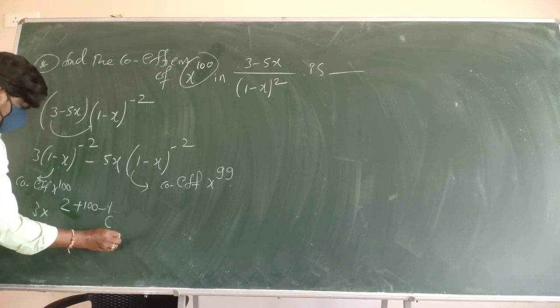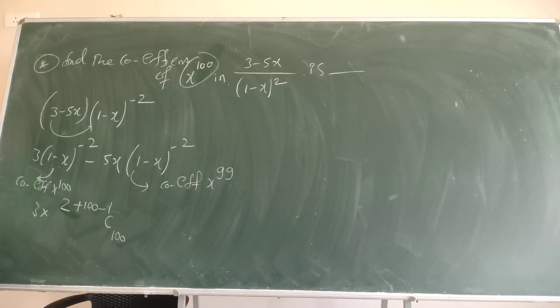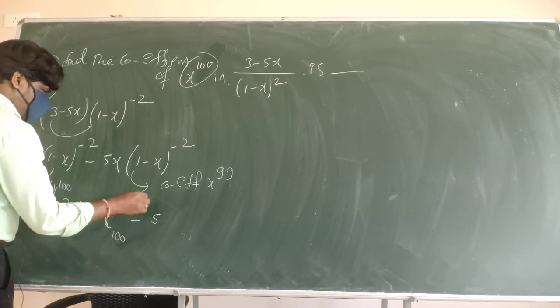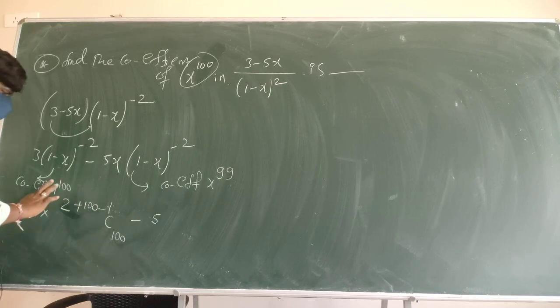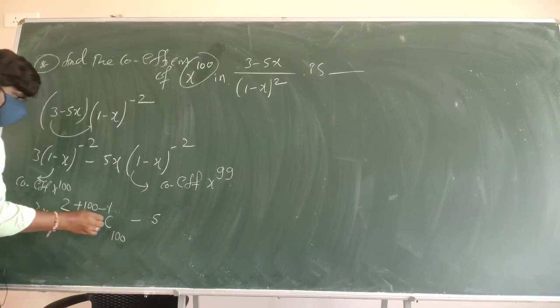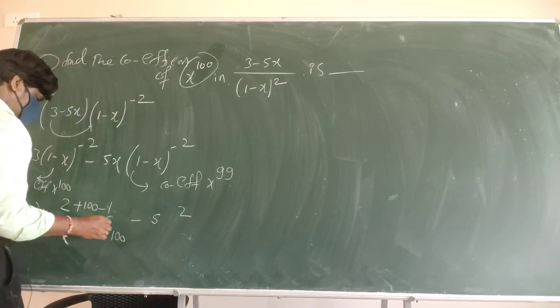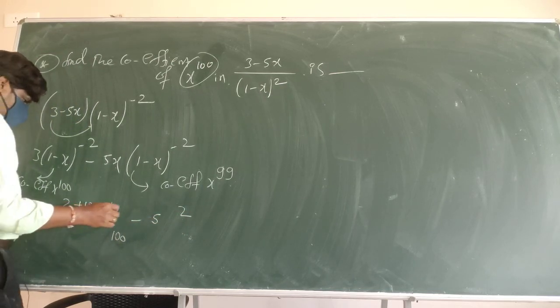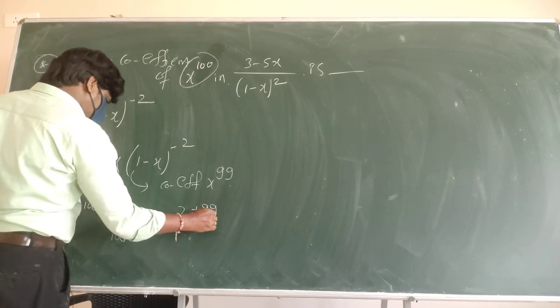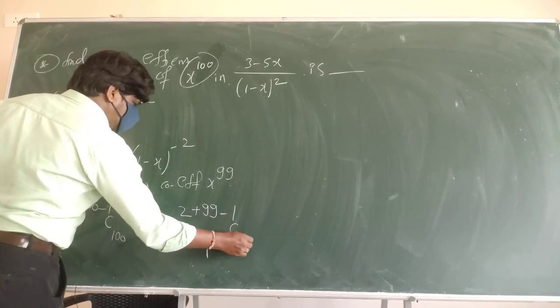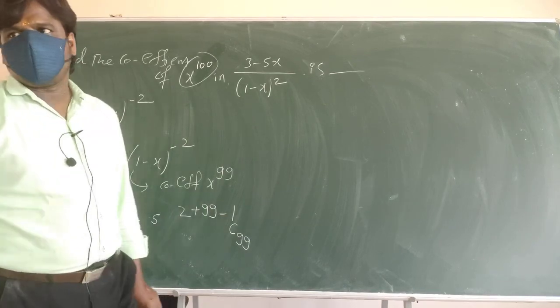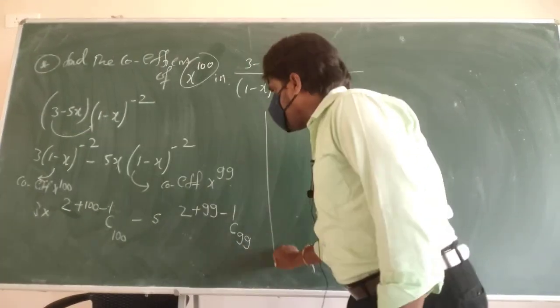r means what here? 100. Right? This is the coefficient here. And minus 5 into, here I want to find what? I am finding the answer directly. Now I am not writing x here. I am finding the coefficient, so inside I will find how much? 99. So 2 plus 99 minus 1 C 99. Okay, therefore what will I get as the answer here?